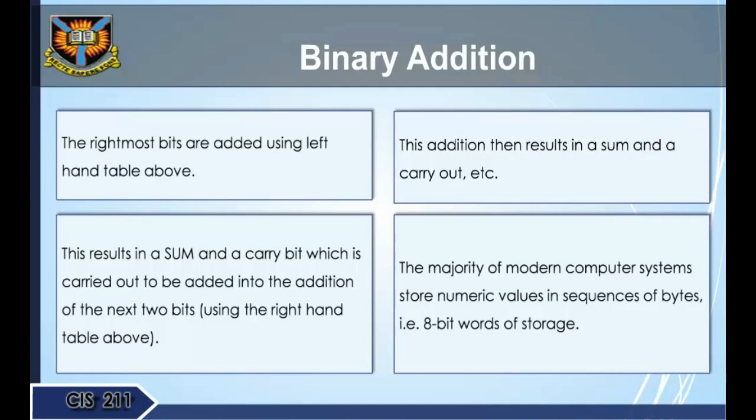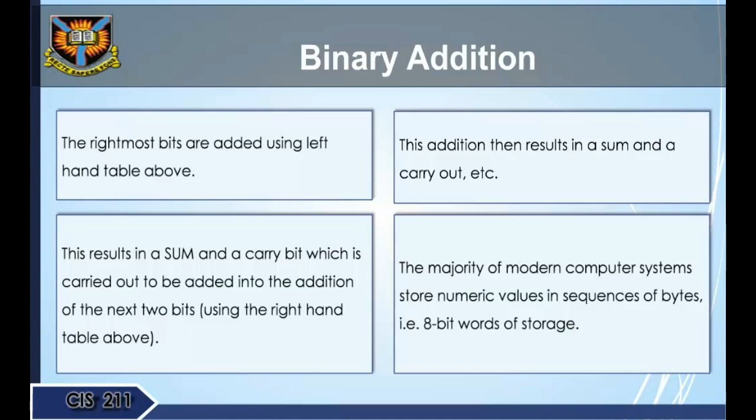The rightmost bits are added using the left-hand table above. This results in a sum and a carry bit, which is carried out to be added into the addition of the next 2 bits using the right-hand table above. This addition then results in a sum and a carry-out, etc.